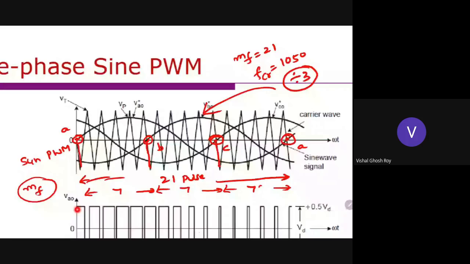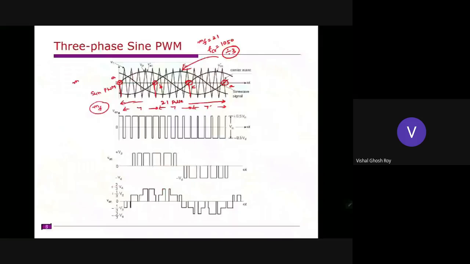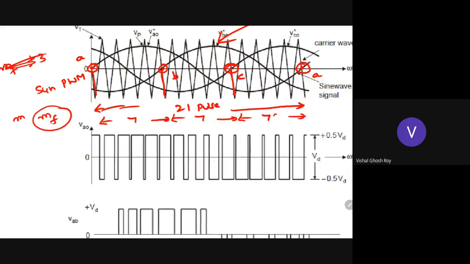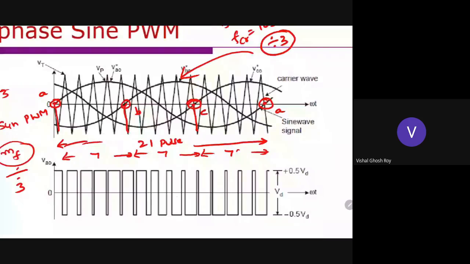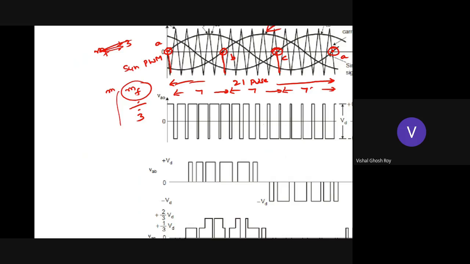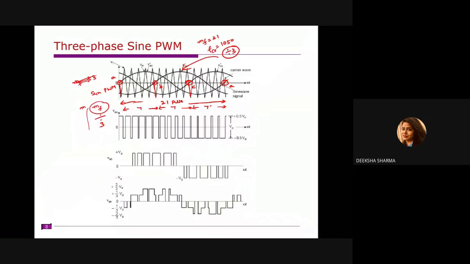Clear? To have this synchronous PWM, this MF should be divisible by 3. This MF should be divisible by 3, so then only it will be a synchronous PWM. You got it? Clear? Yes, sir. Okay, it should be divisible by 3, so then you have synchronous PWM.